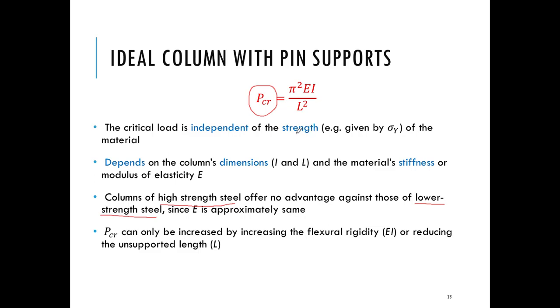Okay. Secondly, instead of the strength of the material, it does depend on the column's geometric dimensions or geometric properties. That is, it depends on the cross-sectional moment of inertia and also on its length. Okay, so these are some of the design parameters that we can then manipulate in order to make our beams less susceptible to buckling. So how can we increase it? By either increasing the flexural rigidity or the bending stiffness, or by reducing the length. That is, by making it less long or less slender, essentially. Okay?